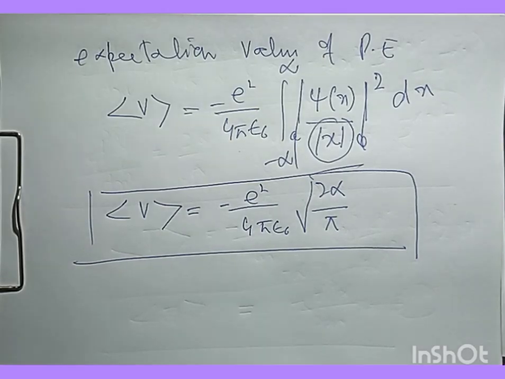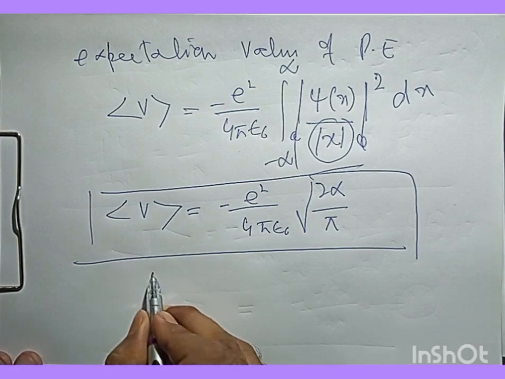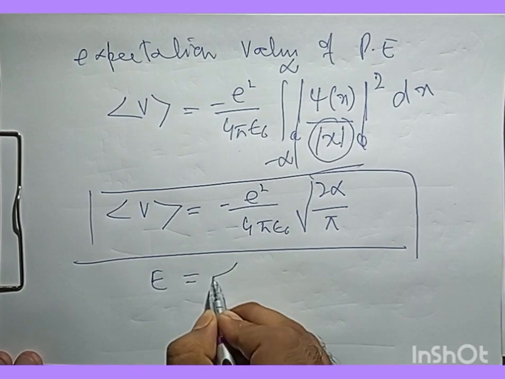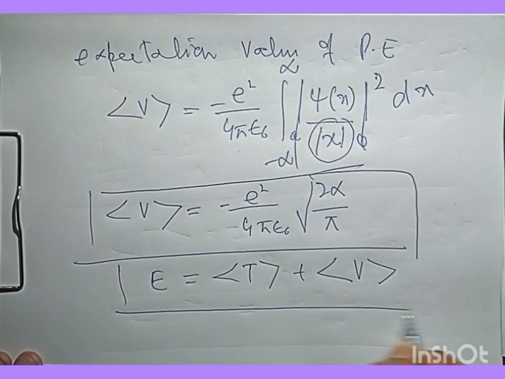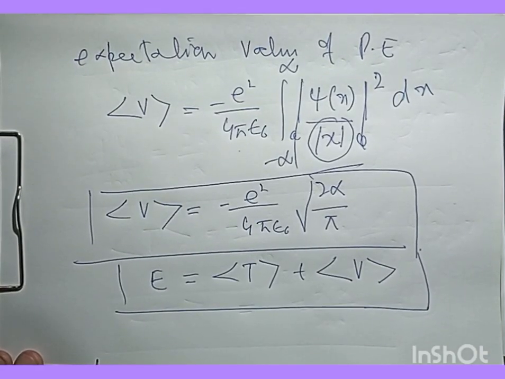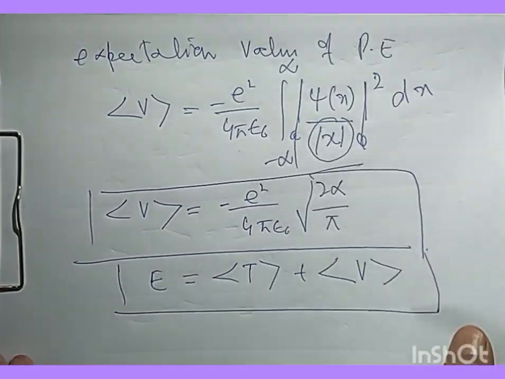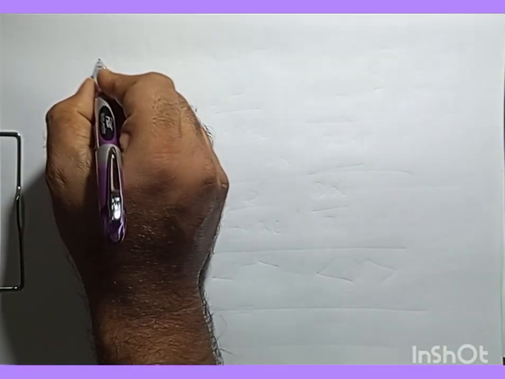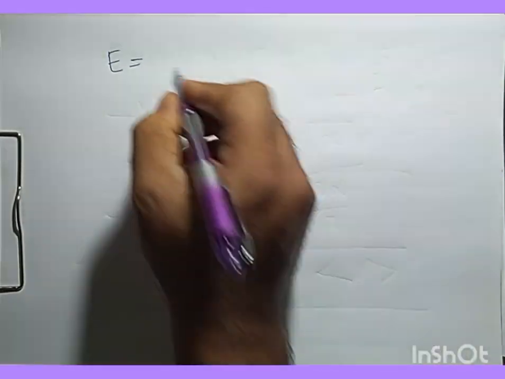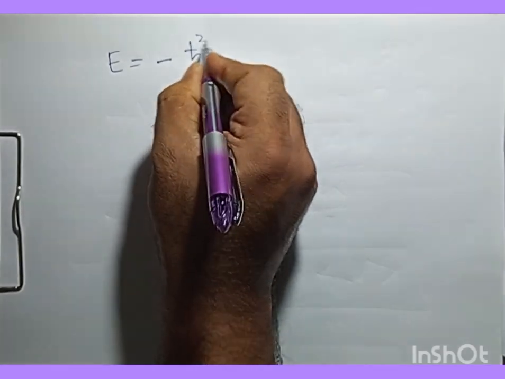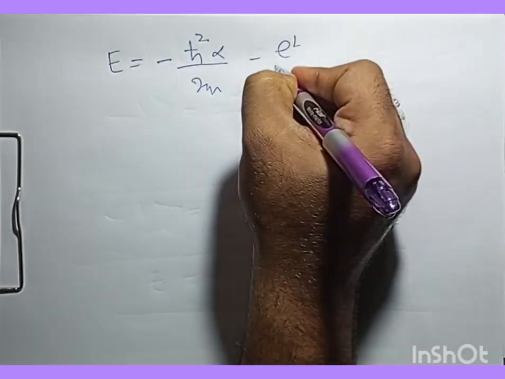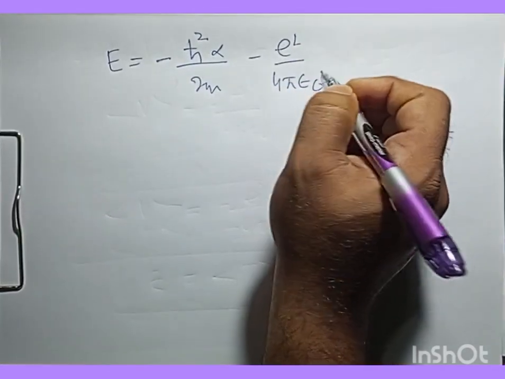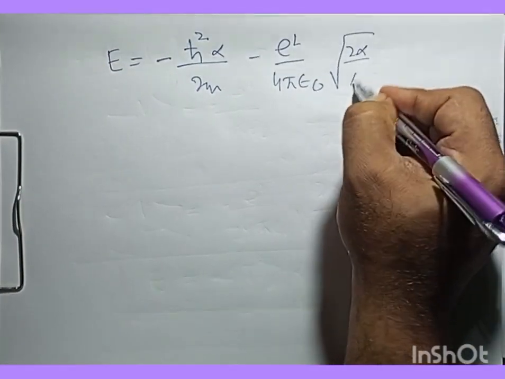Now I should write down this E. The total energy is the expectation of the kinetic energy plus the expectation of the potential energy. So this E will be equal to minus h cross square alpha by 2m, minus e square by 4 pi epsilon naught, times the square root of 2 alpha by pi.